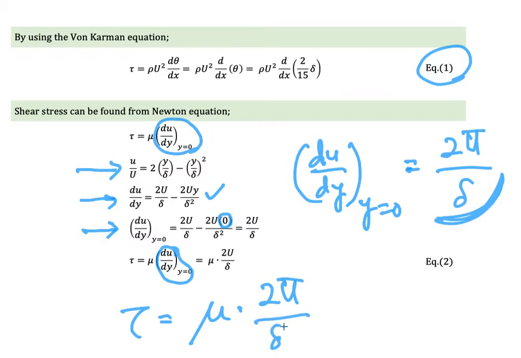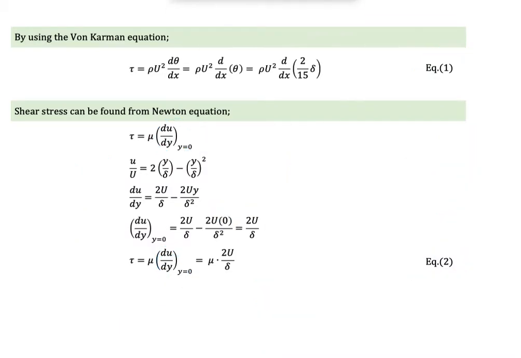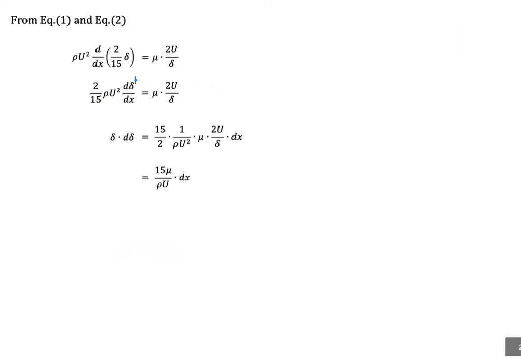Please be careful about this calculation, because sometimes students only take the value of shear stress tau as equal to U over delta. That's not correct. Please make sure that you substitute the value of du dy at y equal to 0 in the equation to get the final terms. So this equation can be written as equation 2, and I think you know how to do this because we have two values of shear stress here. So we equalize the equations.